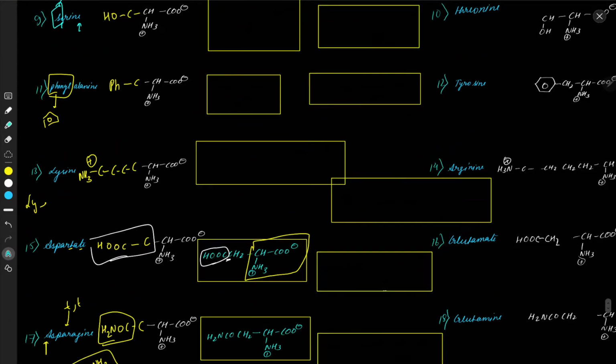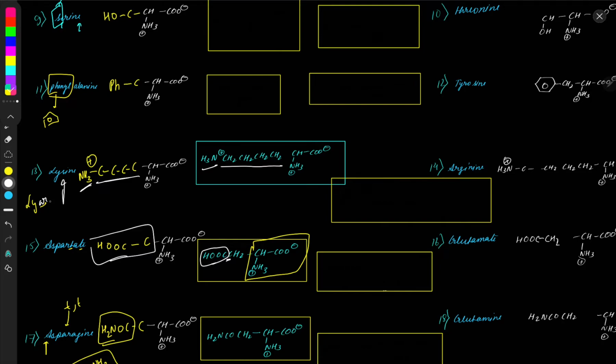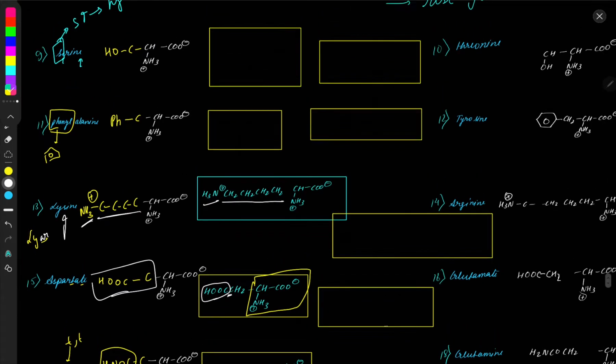So now let's check the structure. Lysine. Yes, we've done it right. We have to add 4 carbon. That is 4 carbon here, 4 carbon here. We have to add 4 carbon and one NH3 plus because it is basic. How do we know that it is basic? By lysine we knew that it is a basic amino acid.